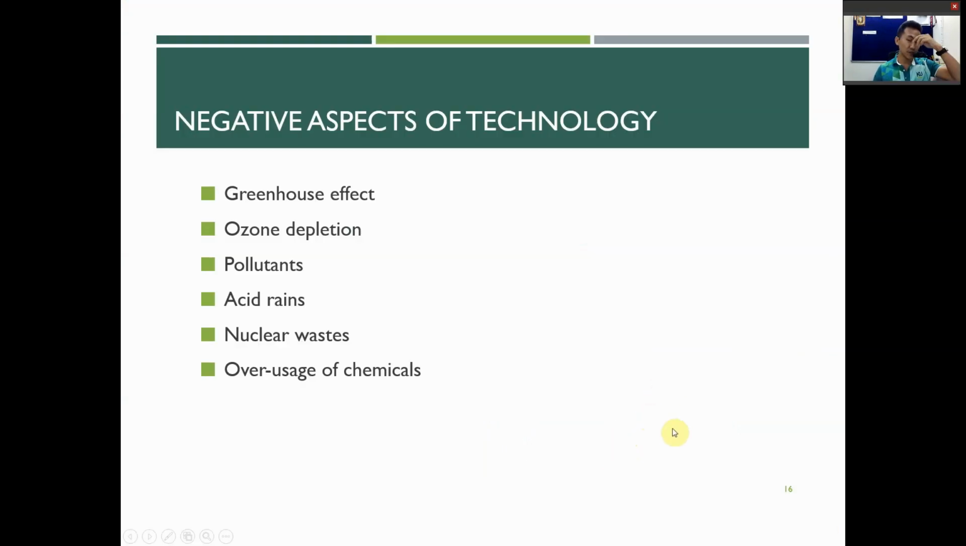All right, time for the negative perspective. There's a lot of stuff that happens according to using technology. Sometimes it's kind of misuse as well. Like greenhouse effects, we have ozone depletion, pollutants, acid rain, nuclear waste, overuse of chemicals. These all can have really negative effects on the environment.